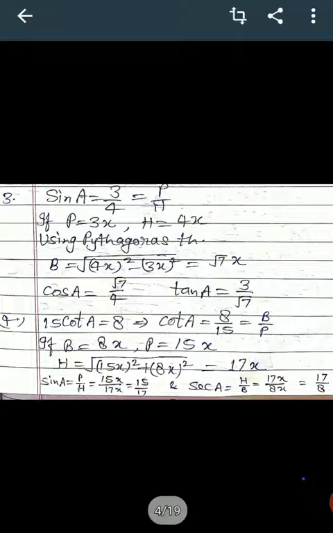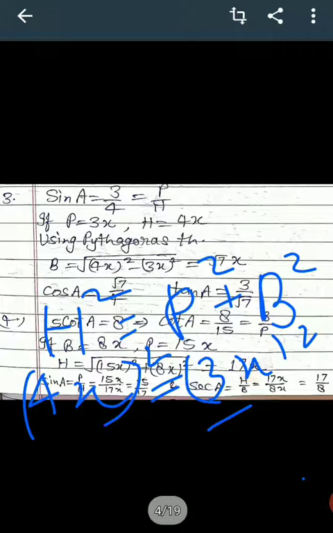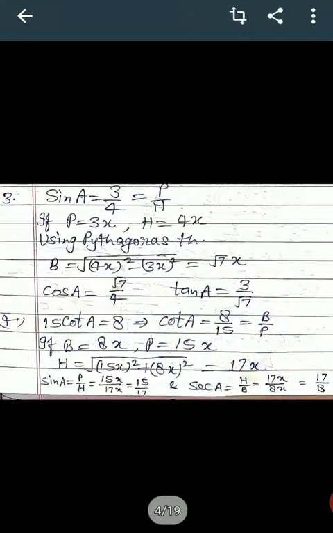So if we use Pythagoras theorem, H square equals P square plus B square. This is Pythagoras theorem. Here H is 4x, so 4x square equals P square, and P is 3x, so 3x square, plus B square. Clear? Now if we separate B square, that will be 4x whole square, that is 16x square minus 3x whole square, 9x square, and B equals root of 16x square minus 9x square. 16 minus 9 is 7, so it is 7x square, and if we take the square root, B equals root 7 x.